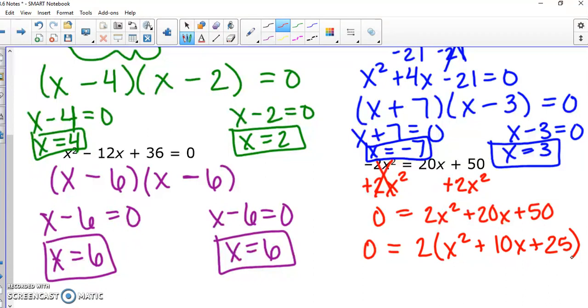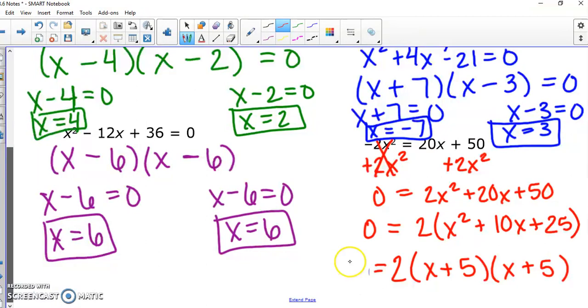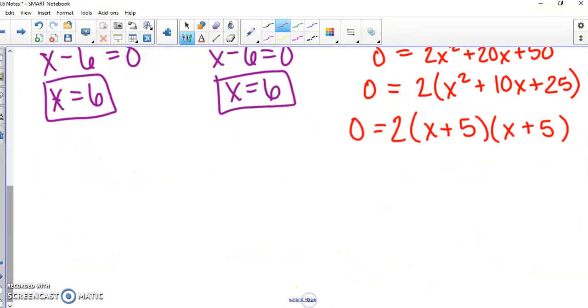Okay, so after I take that 2 out, then I can factor what's left. So I'm going to take this x squared plus 10x plus 25 and go ahead and factor that. So I'll have my x's here, and then I'll have plus 5 and plus 5, since those add to give me 10, yet multiply to give me 25. And then I just need to remember to bring that 2 down that was out in front, and then all of that's equal to 0.